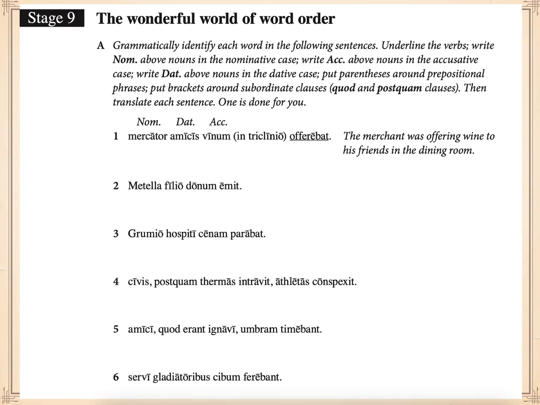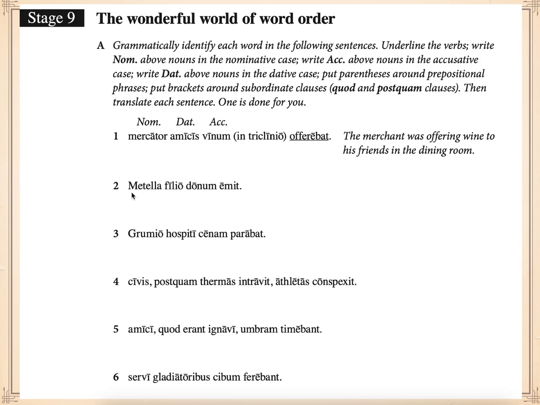And then the other worksheet to do is reminding us about word order. Word order, again, not terribly important in Latin, although usually the subject often comes first. The first word is often something that wants to be emphasized in the sentence. So we're going to identify nominative, dative, and accusative. We're going to put subordinate clauses in brackets and prepositional phrases in parentheses. We're going to underline the verbs here. So they did the first one for us here.